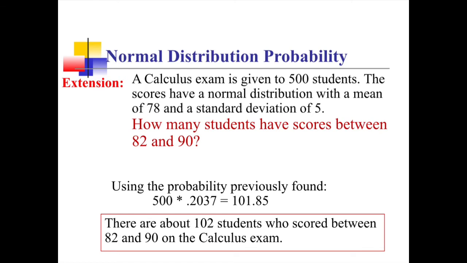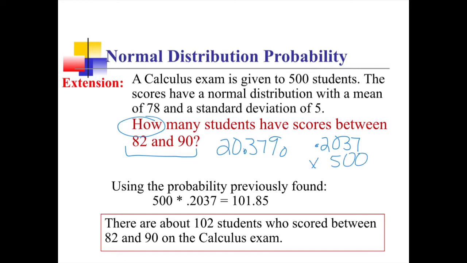You have to make sure you read the questions carefully because this here is a different question. This is asking how many students scored between 82 and 90. What we know is that there's a 20.37% chance that they'll score between that. But now that we know that it's 500, we're going to take 0.2037 and multiply it by 500, and we will see that there are about 102 students who scored between 82 and 90 on the calculus exam, and that's out of 500.